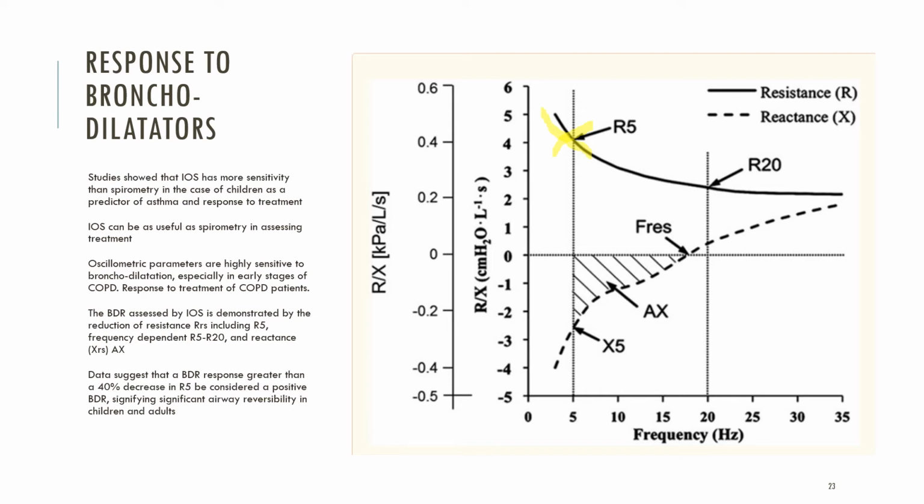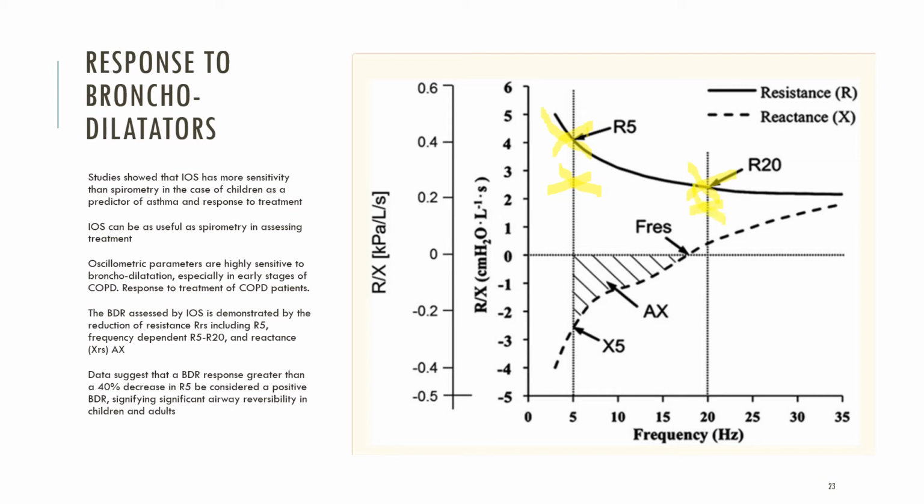You also look at your R20 value, you determine what it is, and then you find the difference between R5 and R20, which is central airway disease. Now, what they have found is that with someone who is given a bronchodilator, their R5 value, instead of being up here, will go down a little bit, like right about here. And then the R20 value will go down a little bit too.